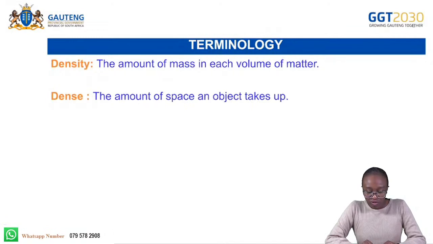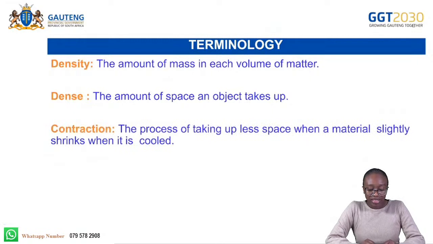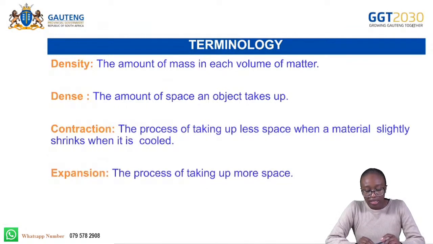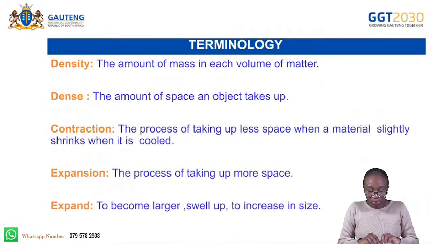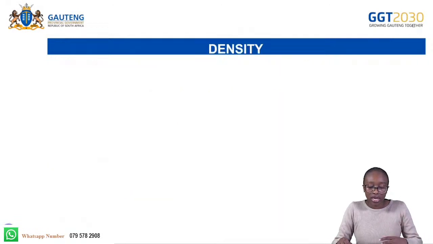Dense, the amount of space an object takes up. And contraction, the process of taking up less space when a material slightly shrinks when it is cooled. Expansion, the process of taking up more space. To expand is to become larger, to swell up, or to increase in size.